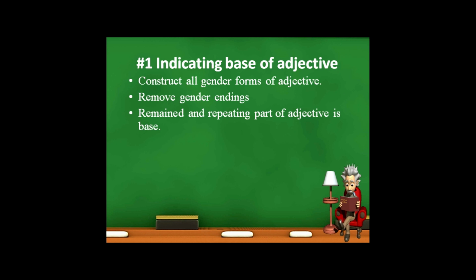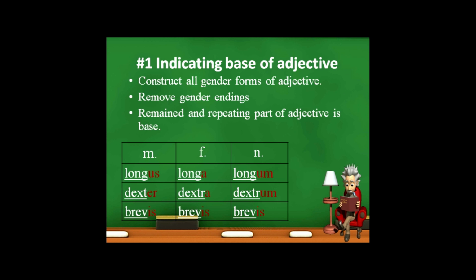Look at the examples: longus, longa, longum; dexter, dextra, dextrum; brevis, brevis, brevis. As you see, we have constructed all gender forms. After removing gender endings, by the way they are colored with red, we will get the stem: long, dexter, bref.